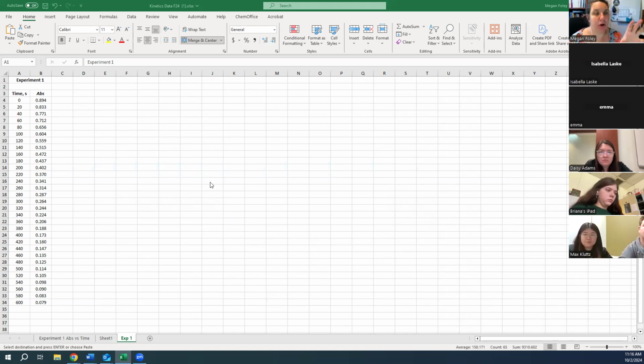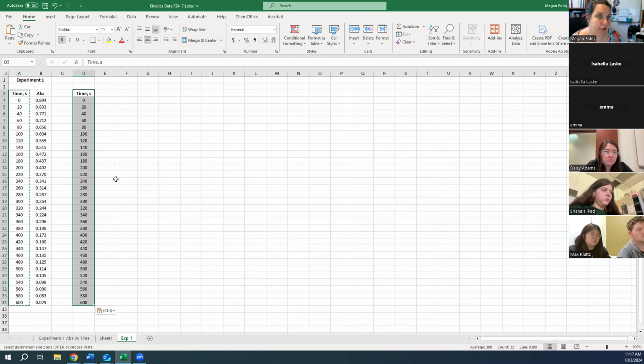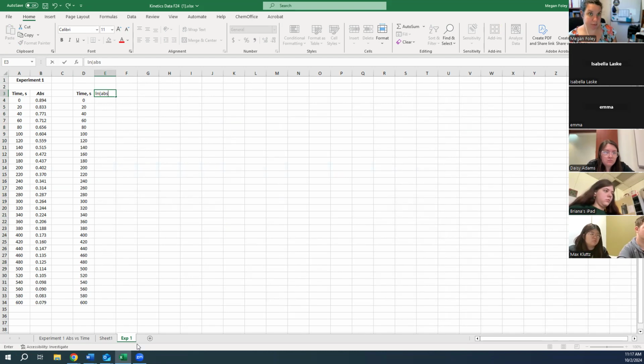As I said, with experiment 1, we're going to look at concentration versus time, the natural log of concentration versus time, and 1 over concentration versus time. However, it's not going to be actually concentration, it's going to be absorption, which we learned from our Beer's Law lab is going to change proportionally to concentration. So it doesn't really matter which one we use. So what I'm going to do is copy the time here, and put it into another column. And then I'm going to do the natural log of absorption.